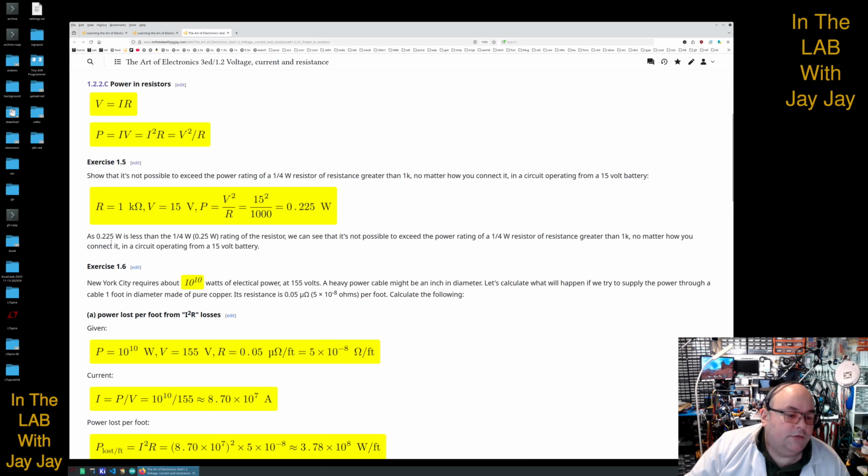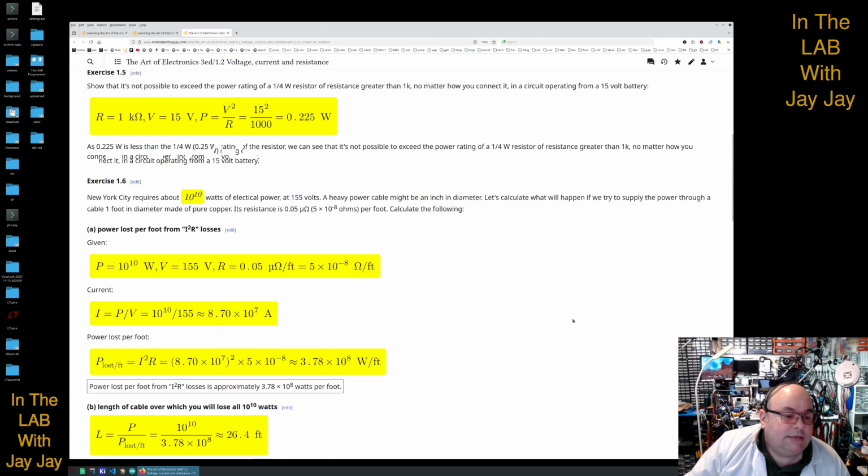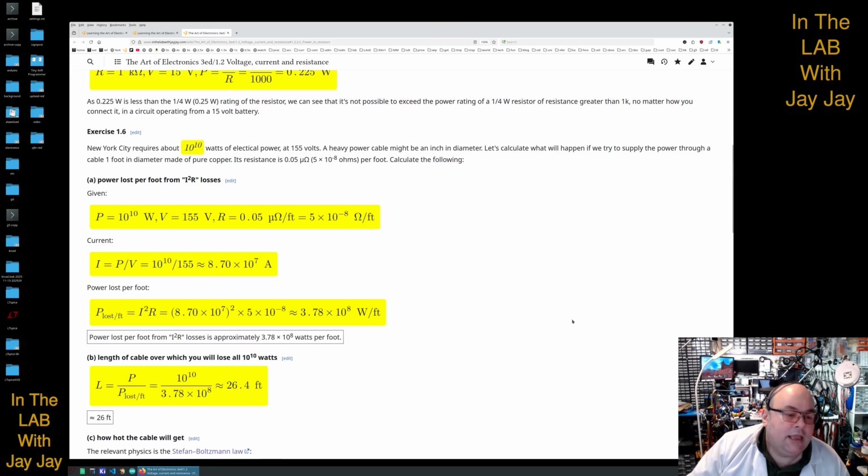As 0.225 watts is less than the quarter watt, which is 0.25 watts, we can see that it's not possible to exceed the power rating of a quarter-watt resistor of resistance greater than 1K, no matter how you connect it, in a circuit operating from a 15-volt battery. And then there's exercise 1.6. This has actually got three sub problems.